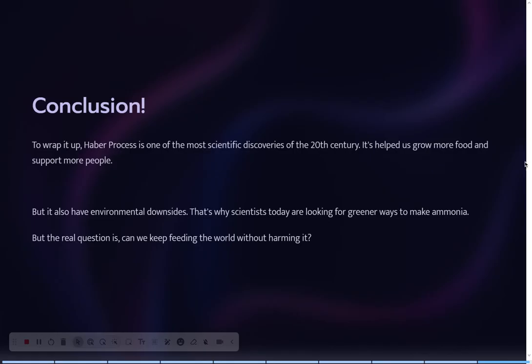Now, the conclusion. To wrap it up, the Haber process is one of the most important scientific discoveries of the 20th century. It helped us grow more food and support more people, but it also has environmental downsides. That's why scientists today are looking for greener ways to make ammonia. But the real question is, can we keep feeding the world without harming it?